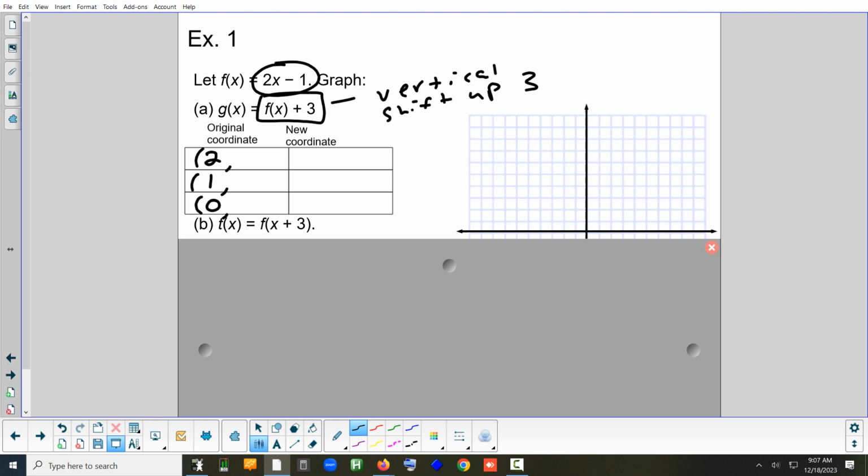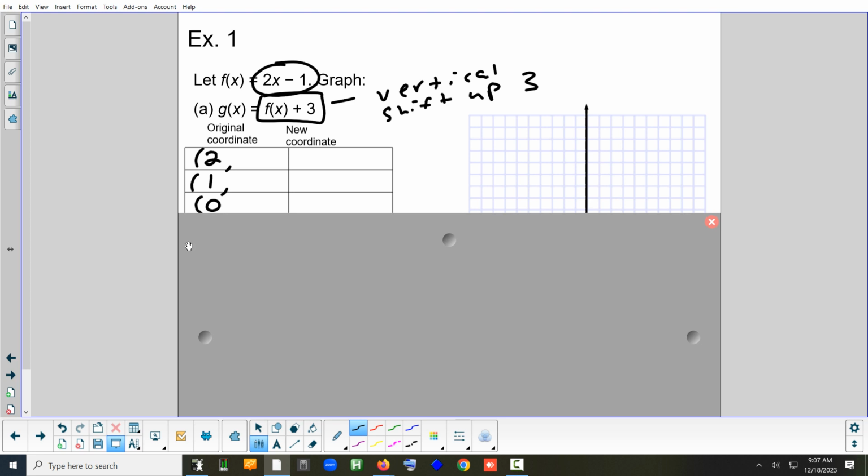Okay. All right, so now let's plug them in. We were doing 2, 1, and 0. If we plug in 2, what's 2 times 2? 4. 4 minus 1. 3. That's going to be one of the original coordinates on my graph. 2, 3. Right, let's plug in 1. What's 2 times 1? 2. Take away 1. 1. That's going to be another coordinate.